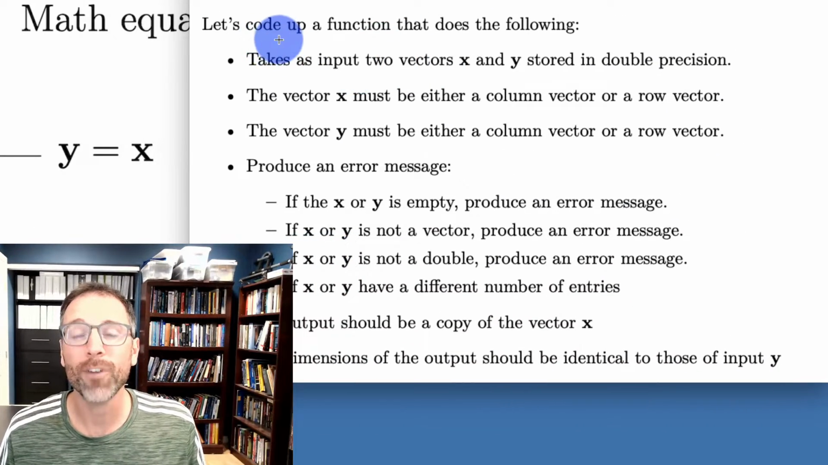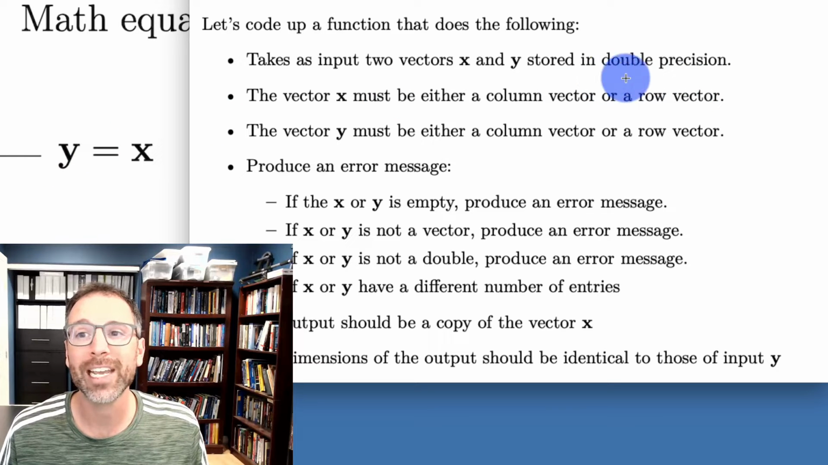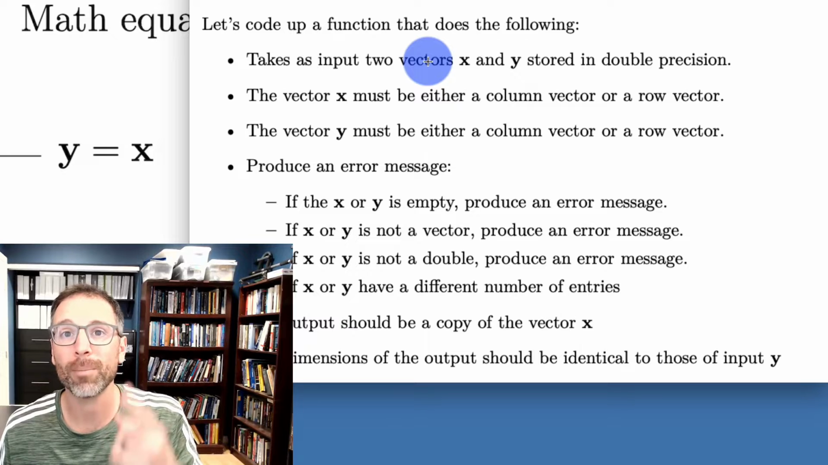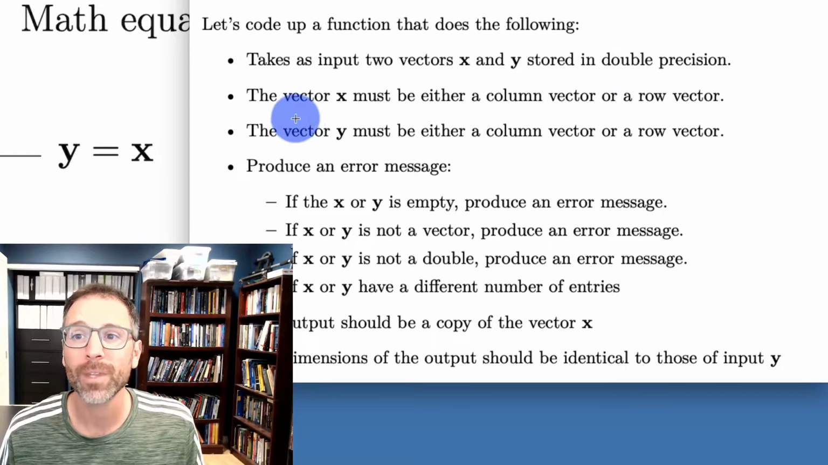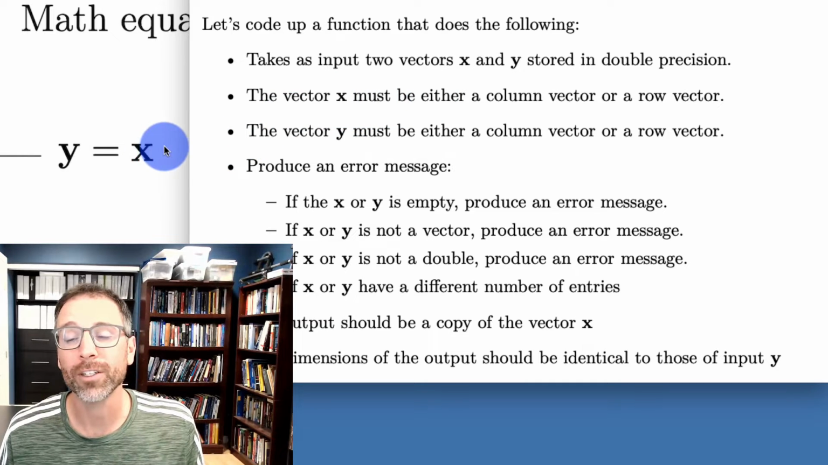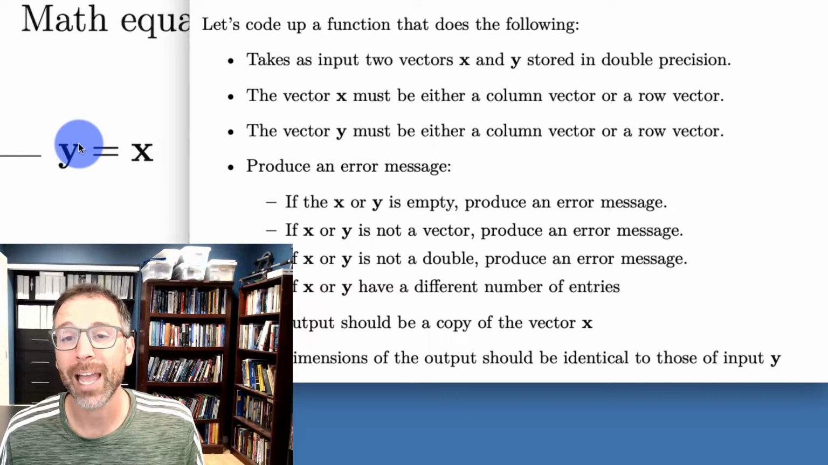So we're going to call up a function that does a few things. It takes two vectors as input. We're going to call that vectors x and y. Both should be stored in double precision. This is part of our basic linear algebra subprogram level 1. Our focus together is going to be doing it all in double. The vector x must be either a column or a row vector. The vector y should also be a column or a row vector.